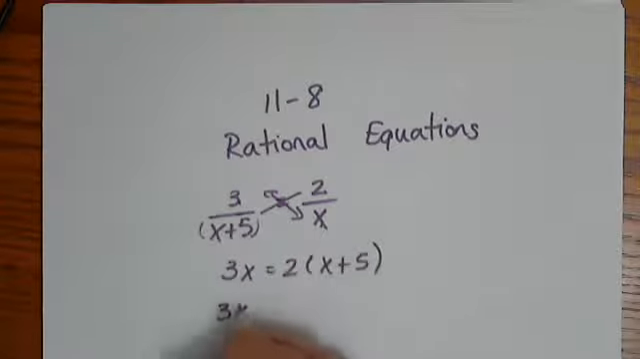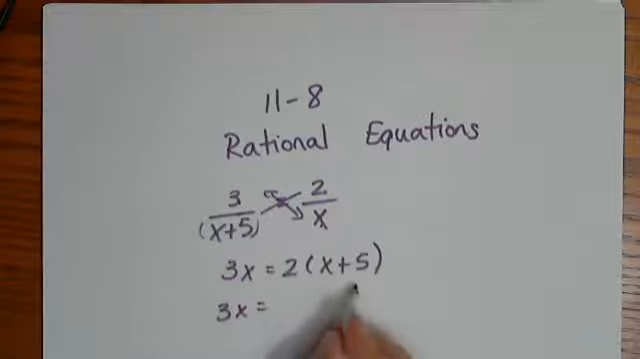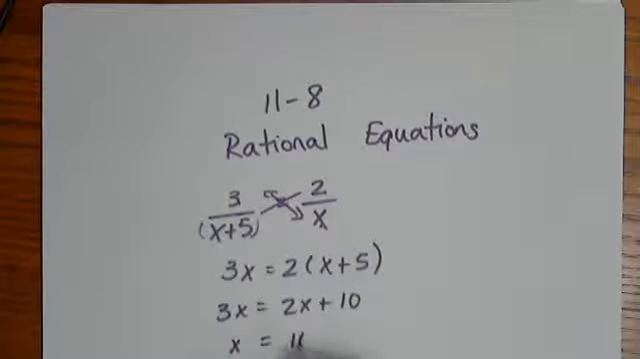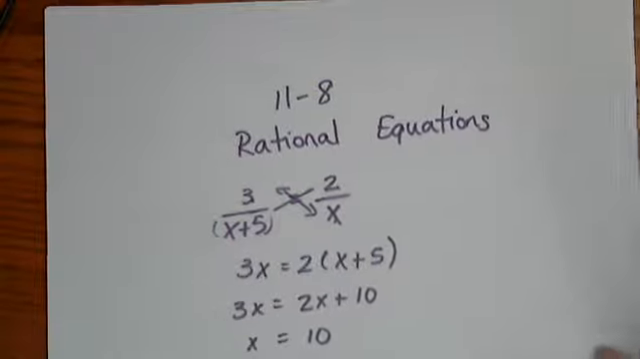Now we know exactly what to do. We can say 3x equals, what do you get when I multiply that? 2x plus 10. Subtract the 2x, x equals 10. Ta-da, that was not hard at all. So we're really just using all of the algebra that we've been learning all year long to put it together and solve for x yet again.